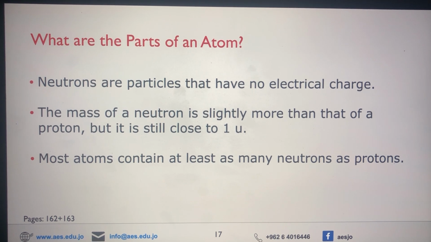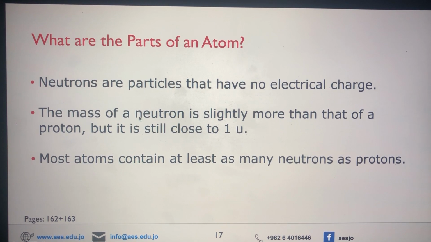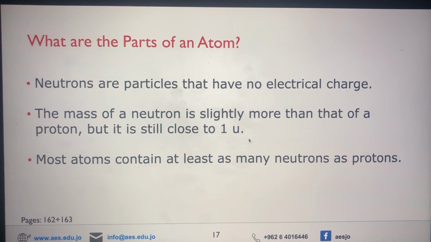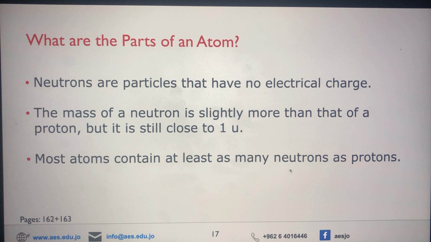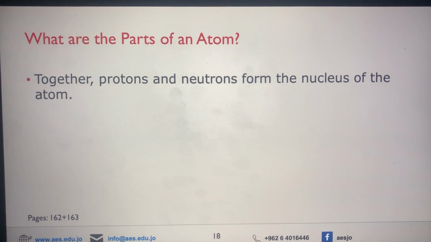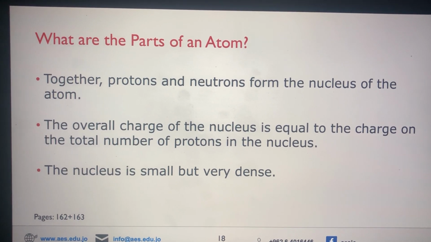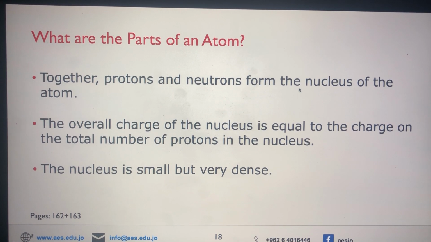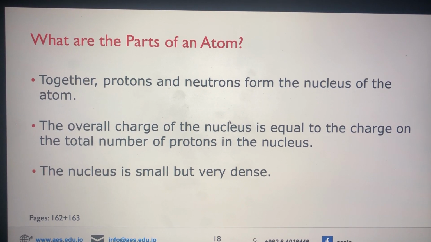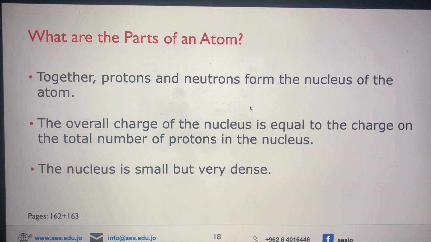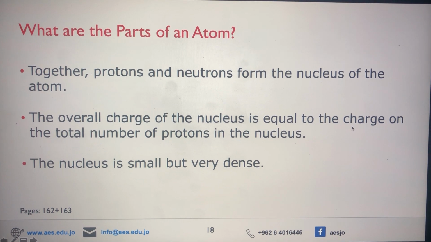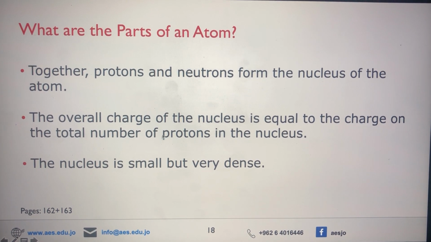The neutrons are particles that have no electrical charge. The mass of a neutron is slightly more than that of a proton, but is still close to 1 unit. Most atoms contain at least as many neutrons as protons. So, together, the protons and neutrons form the nucleus of the atom. And because the neutrons have no electrical charge and the protons are positive, the overall charge of the nucleus is equal to the charge of the total number of protons.